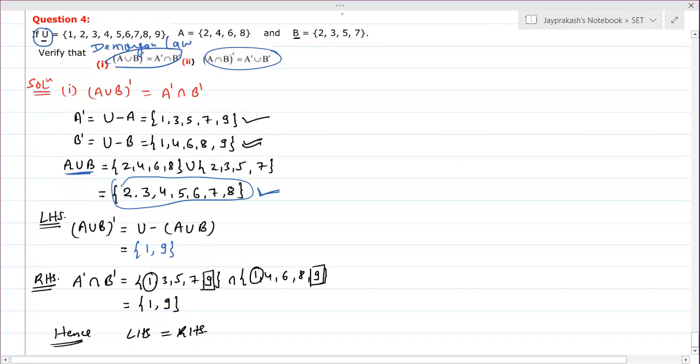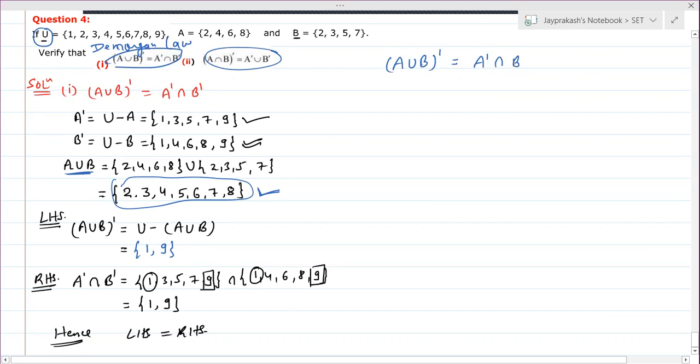So somewhere in your notes, just write down De Morgan's law: A union B whole complement. So how will you remember? If you need to find A union B complement, when you remove the bracket, the union changes to intersection with the individual complements. When you are calculating A intersection B complement, then in the individual complements the intersection changes to union.